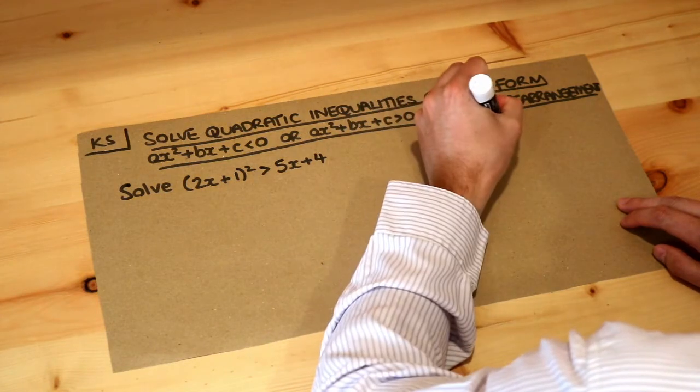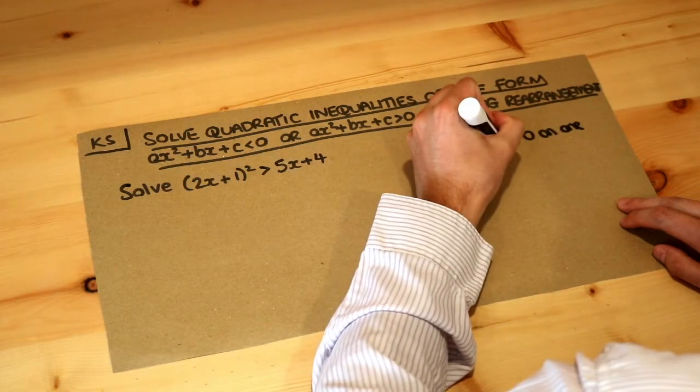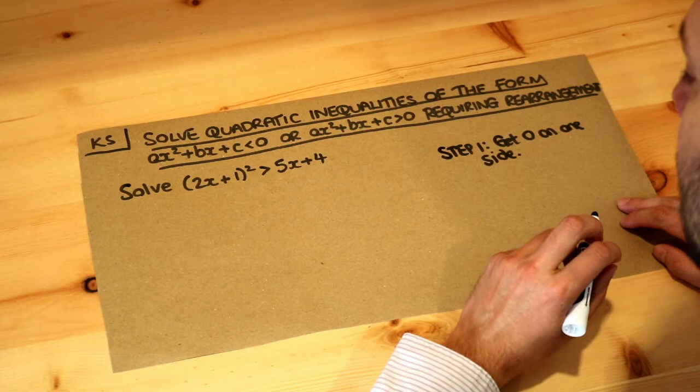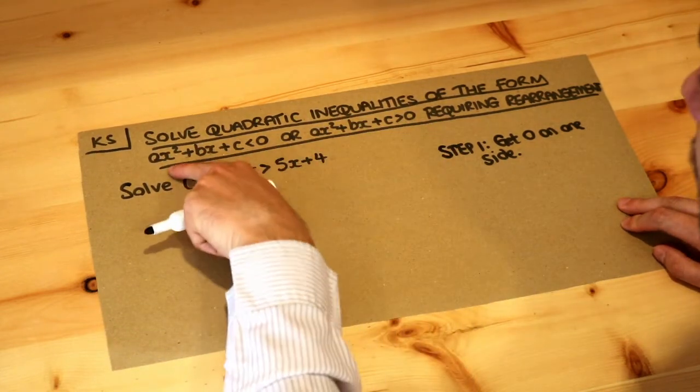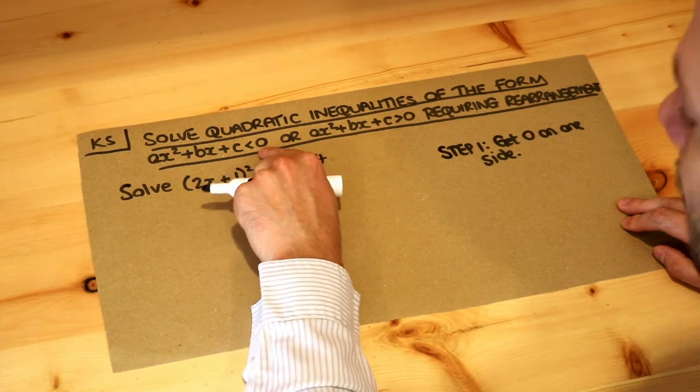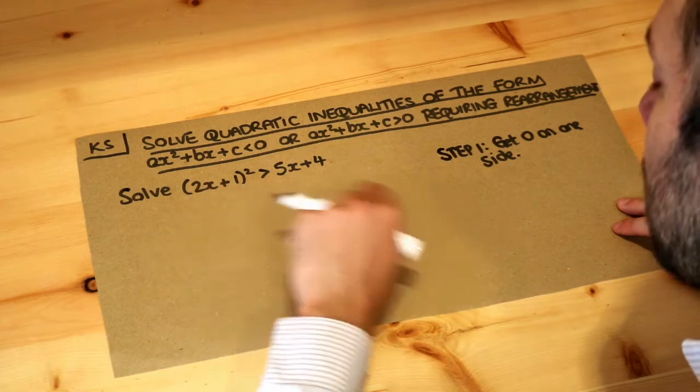Step 1 is to get 0 on one side of the inequality. And at the same time, we want to expand everything out. So basically, we want to either get it in this form here in the title or this form here. So something x squared plus something x plus something is either less than 0 or greater than 0. So let's do that. We need to expand out this bracket first.